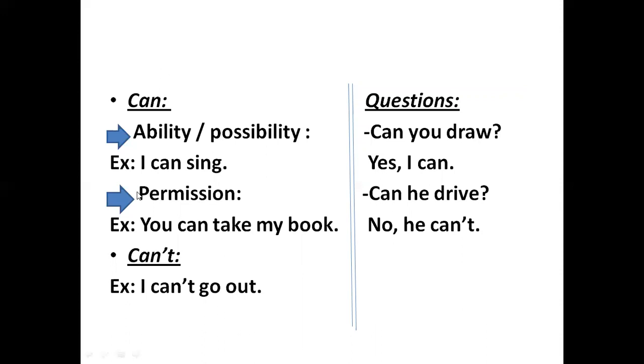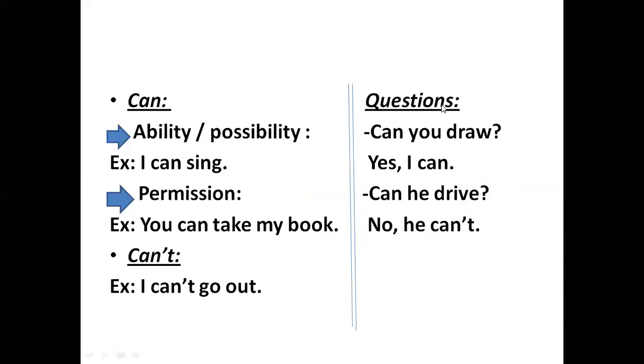Or if I want to ask, I'm gonna say, can I take your book, please? So here is a permission question. Can I take your book, please? So I'm gonna answer, yes, you can take my book. Here we have can't, the negative form. I can't go out. So I'm not able to go out. It's not possible to go out. Or, can you go out? I'm gonna say, no, I can't.